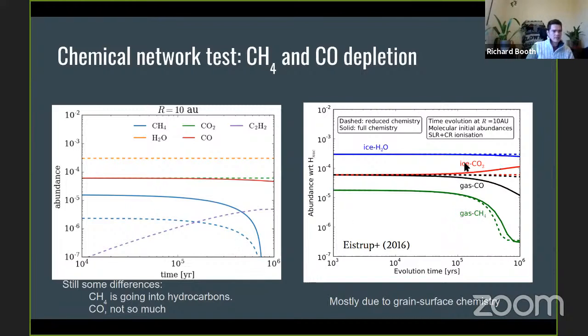The main way that they differ on long timescales, of several million years, is that Christian's network has a depletion of CO gas, which is much weaker in John's code, mine and John's network. The reason for that is that this is a grain surface driven process, and we haven't yet updated the code to include that. So we looked at the first 1 million years, where the differences between the chemical evolution that we'd expect with our code and with a full detailed model should agree relatively well.